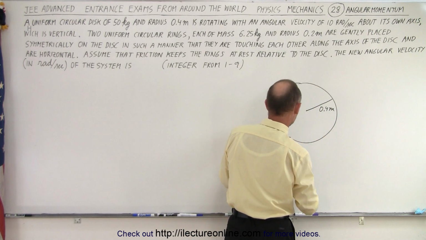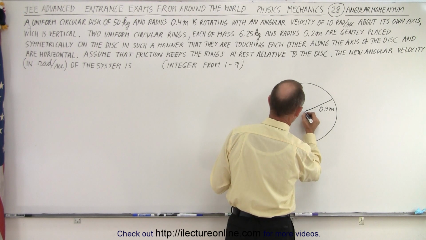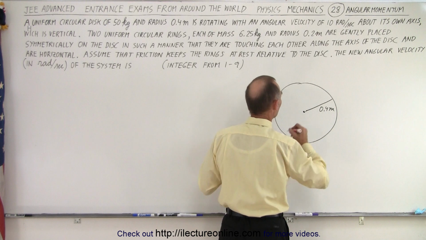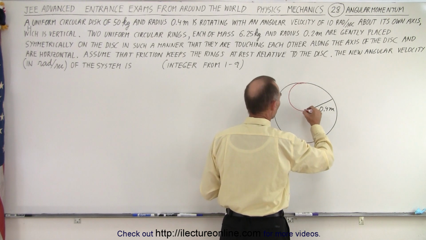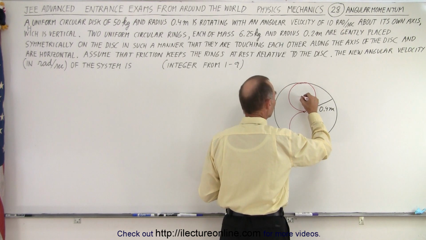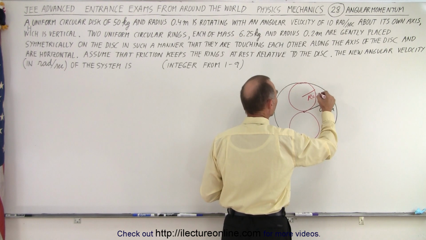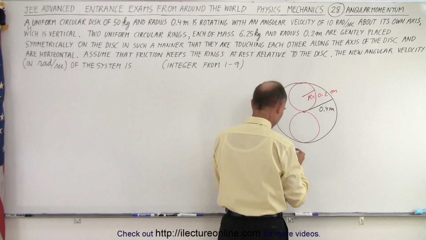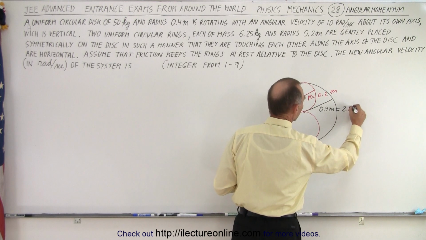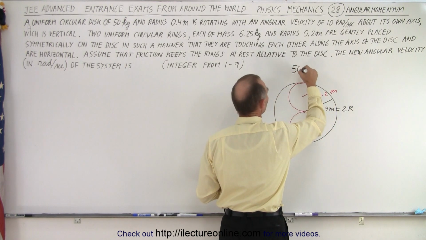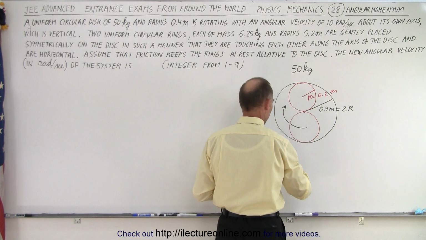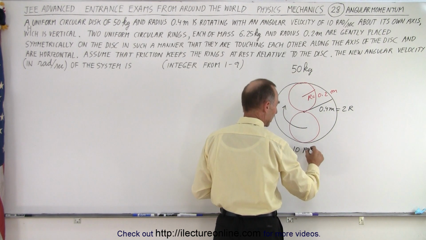Make sure I got this right in the middle. Let me go just a little bit further, right there. There's the axis of rotation of the disk. And so we're going to then place two rings on the disk, one ring over here and another ring over here. And let's say that those rings have a radius r equals 0.2 meters, then the radius of the disk would then be 2r. Notice that the mass of the disk is 50 kilograms and it has initial omega, omega initial equal to 10 radians per second.